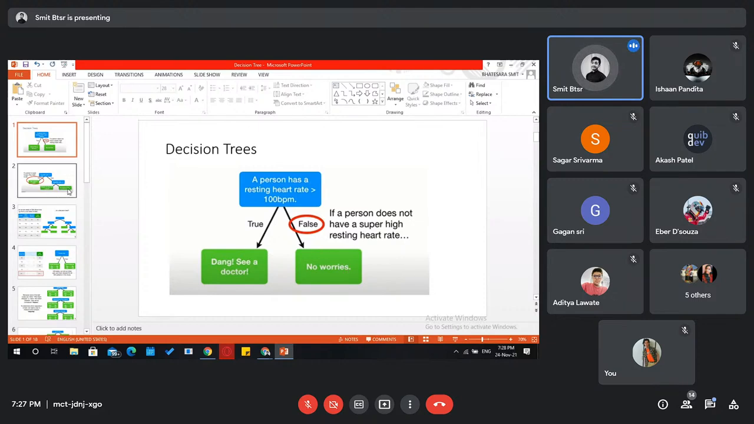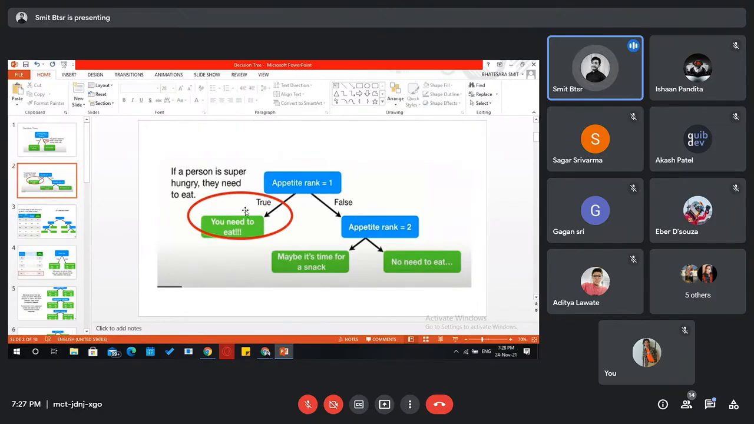Then we have next another example. This is all containing examples, so we will just discuss examples. If I am hungry, I am very hungry, then I need to eat.